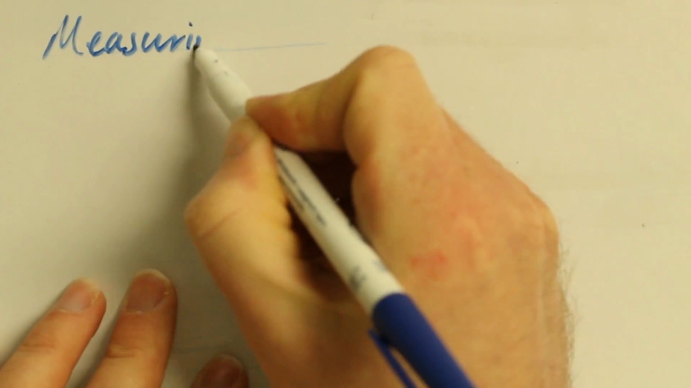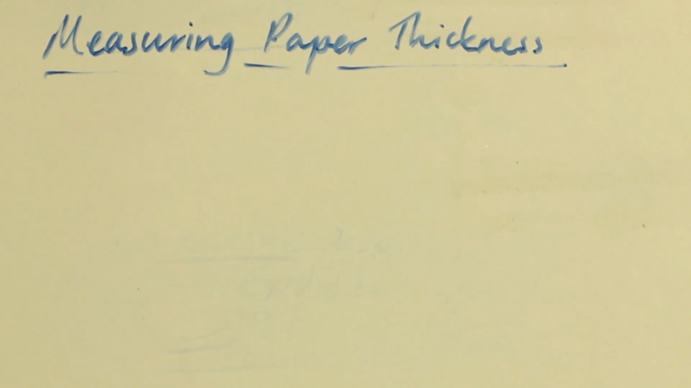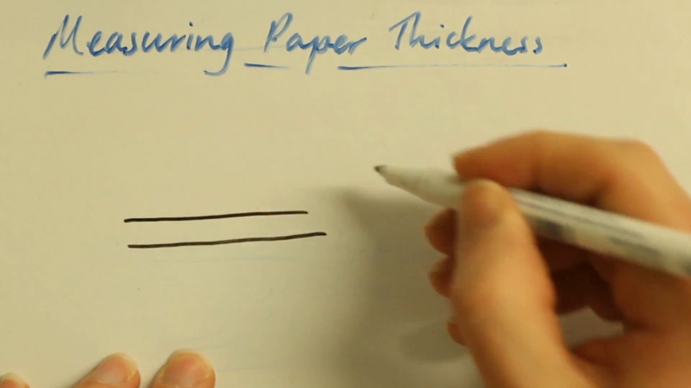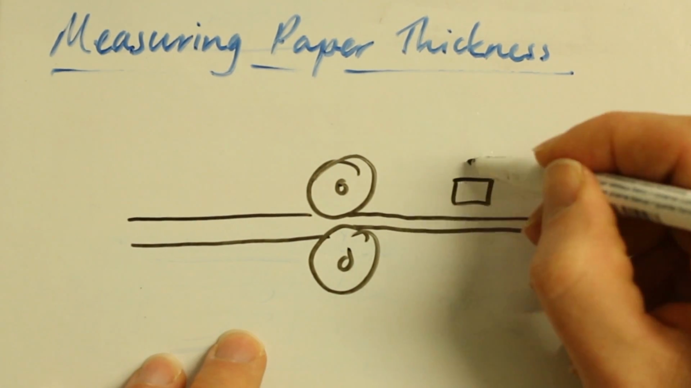We can measure the thickness of paper to make sure that all paper is exactly the same thickness. We use a beta source. Alpha wouldn't be penetrating enough. It wouldn't get through any paper. Gamma would be too penetrating. It would all go through paper.